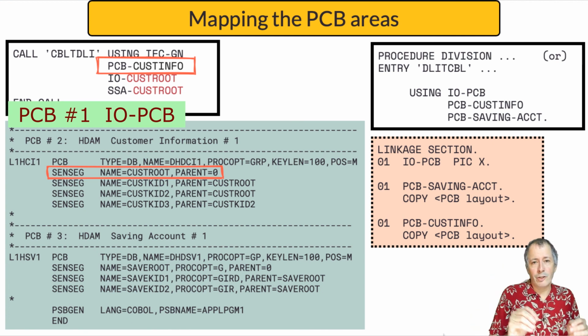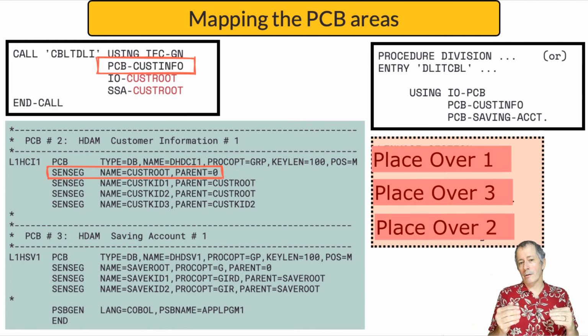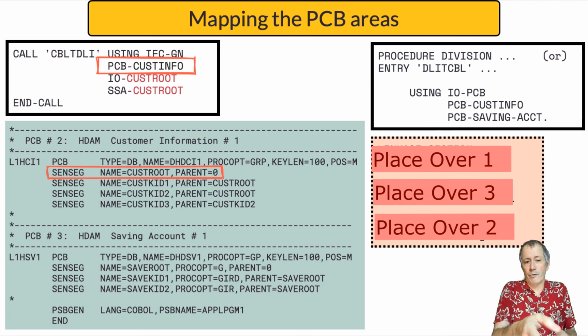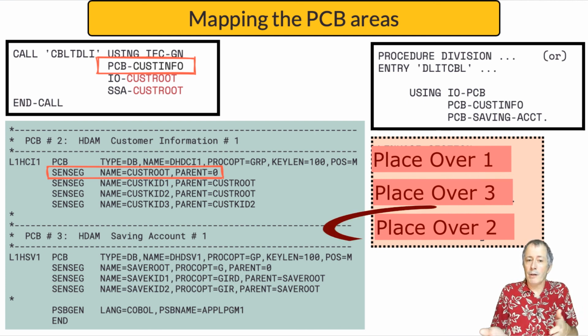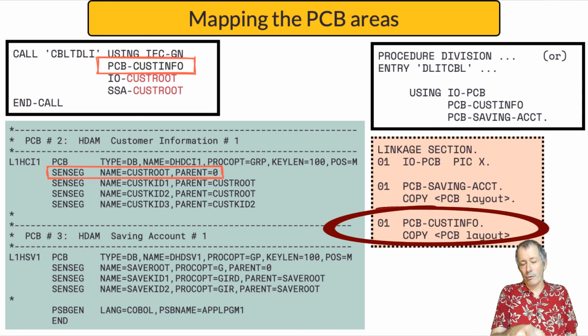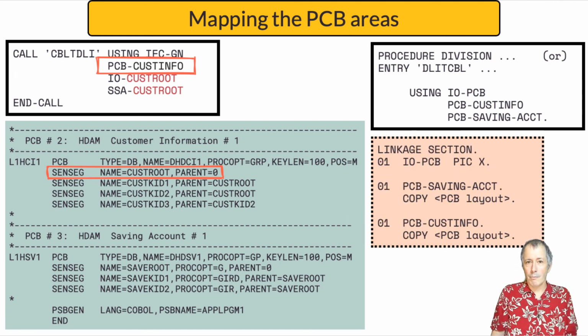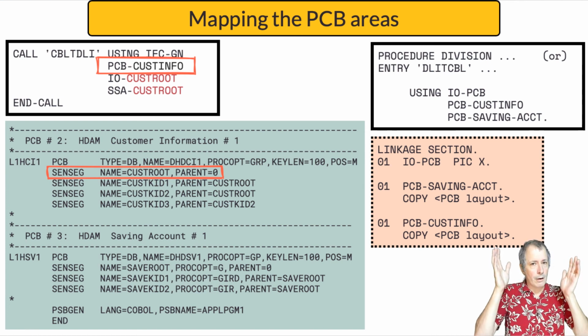The linkage section does not have to be coded in the same order. In fact, the linkage section doesn't matter. In this example, the CUS-INFO PCB is listed third, and that's not a problem. But if you don't want to remember which one's important, just get everything lined up the same.